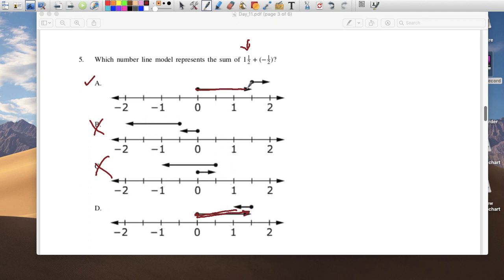So that's 1.5, and then plus -1/2. So you know that if you're adding a negative, you're going this direction. So you were at 0, you went to 1.5, and now you're adding a negative, which means you got to go back 1/2. So let me erase this, and this one makes sense, right? You're at 0 plus 1.5, you go to the right, and then plus negative, which means you go back this way. So the only one that makes sense is D.